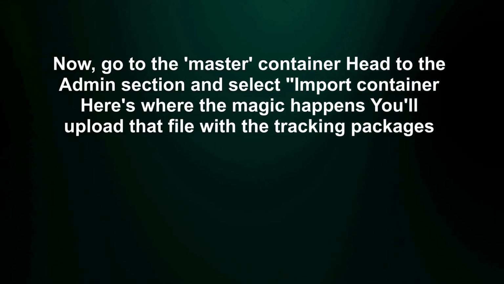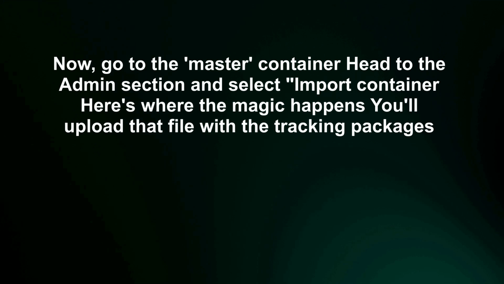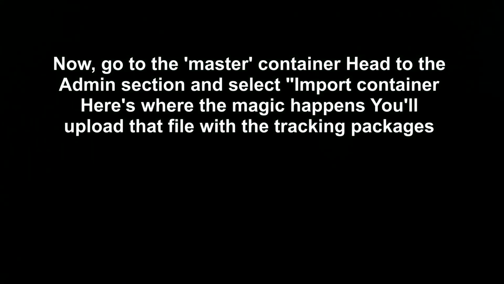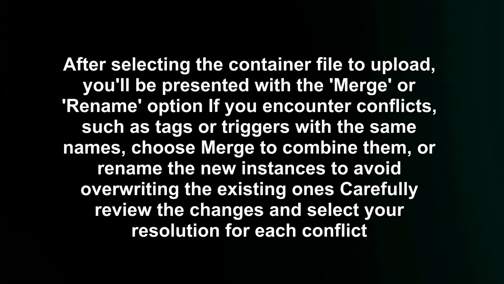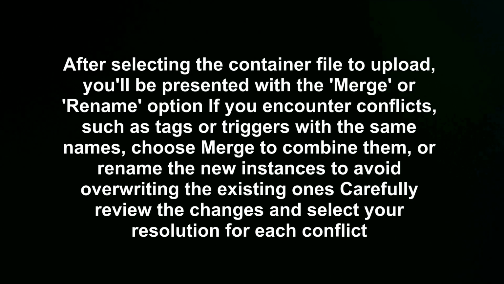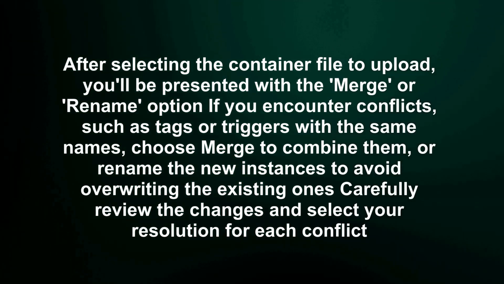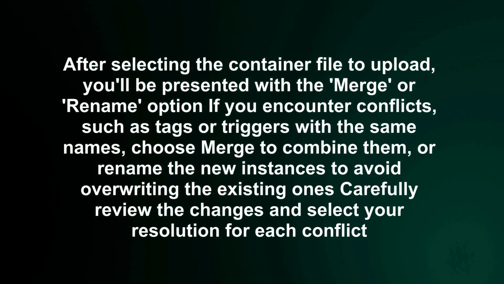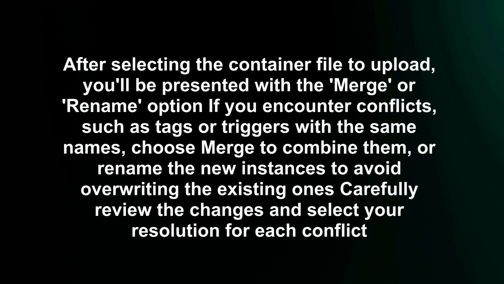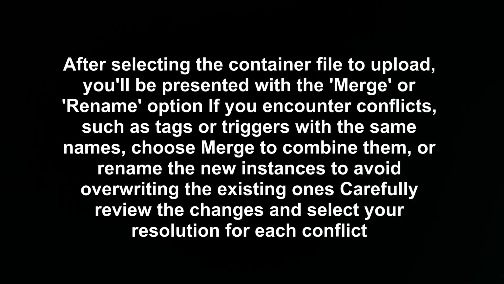Now, go to the master container, head to the admin section and select Import Container. Here's where the magic happens. You'll upload that file with the tracking packages. After selecting the container file to upload, you'll be presented with the merge or rename option. If you encounter conflicts, such as tags or triggers with the same names, choose merge to combine them, or rename the new instances to avoid overwriting the existing ones. Carefully review the changes and select your resolution for each conflict.